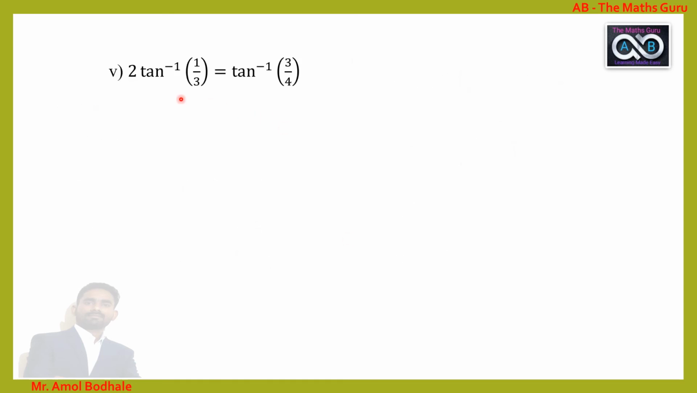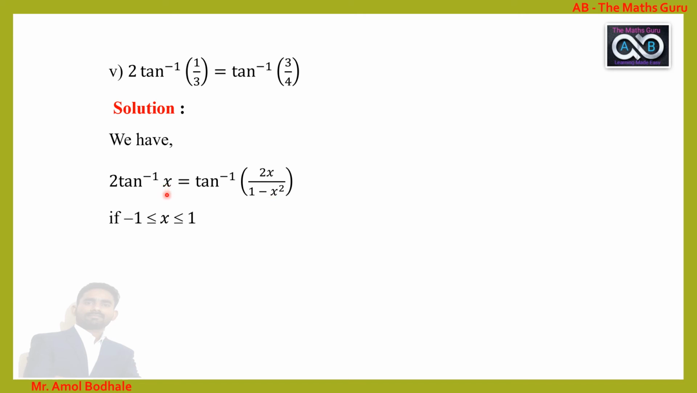Let's see the next example. 2 times tan inverse of 1 by 3 equals tan inverse of 3 by 4. So here we have to express 2 times tan inverse in terms of tan inverse. We can use the property that 2 times tan inverse of x is equal to tan inverse of 2x upon 1 minus x square. Here the condition is x must lie between minus 1 and plus 1. The given x, which is 1 by 3, lies between minus 1 and 1. So we can use this formula.